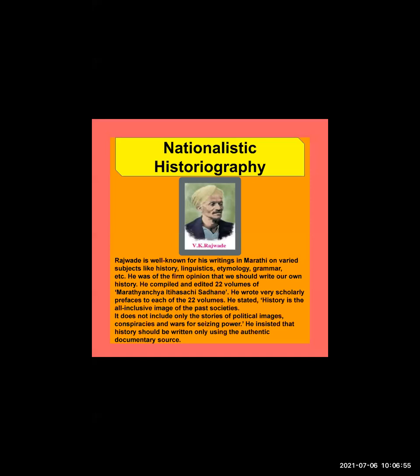History is the all-inclusive image of past societies. What he states is that history is all-inclusive, covering each and every aspect of society of the past period. It does not include only the stories of political images, conspiracies, and wars for seeking power. He insisted that history should be written only using authentic documentary sources.